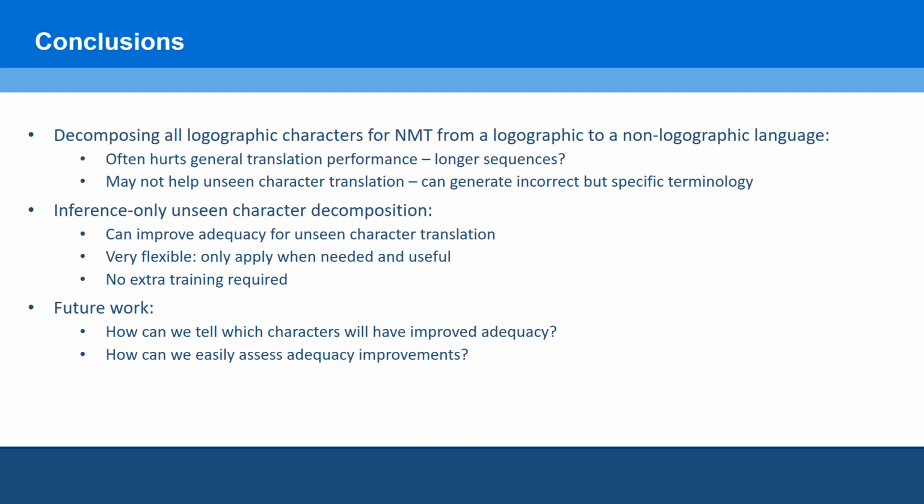So to conclude, this paper has focused on translating unseen logographic characters into English. We've tried decomposition before training and found that it can hurt general translation when it has to be applied to all characters indiscriminately. And it can also just create confusion when translating unseen characters by generating specific terminology that is incorrect. By contrast, our inference-only scheme can improve adequacy. It's very flexible, so sentences without unseen characters can stay the same, and it's efficient.